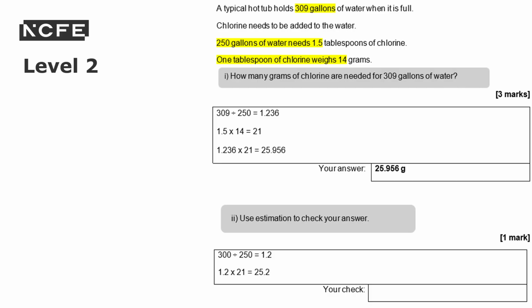When it comes to level 2, again, it's not going to tell you specifically what to round to, like to round to 1 decimal place or round to 2 decimal places or round to the nearest whole number. It leaves that up to you to decide.